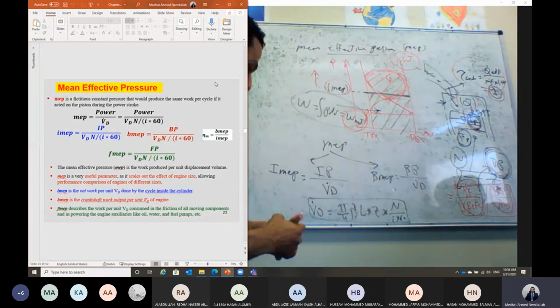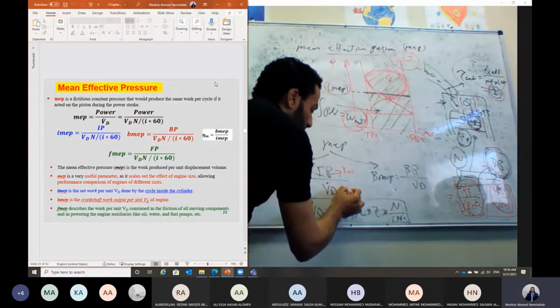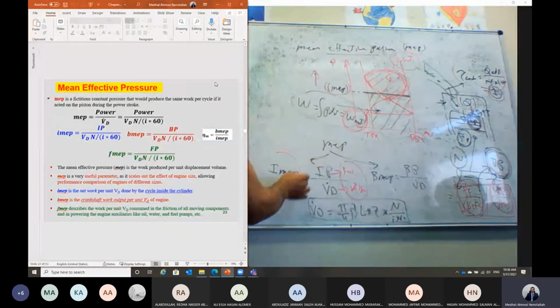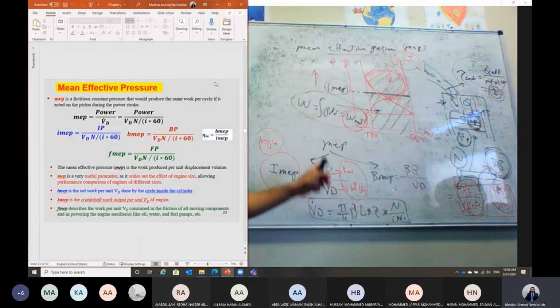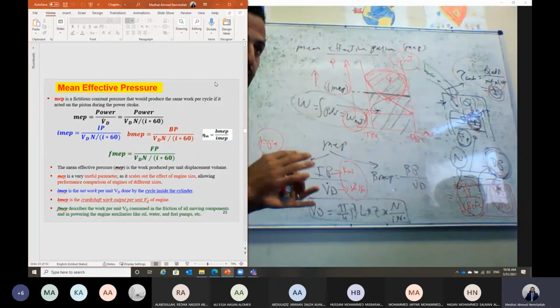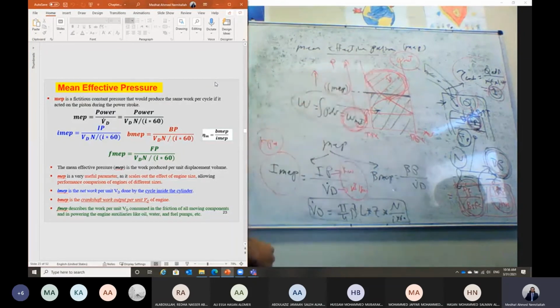The indicated power is in kilowatts, and the V dot displacement should be calculated in cubic meters per second. So at the end, if you divide these, you will find the unit is actually pressure, which should be kilopascal in this case. That's why we call it indicated mean effective pressure or brake mean effective pressure. It is not a real pressure, it is just a virtual pressure. If the cycle is performed under this constant pressure, it will result in the same work as the actual cycle. We have two definitions: indicated mean effective pressure, indicated power divided by V dot displacement, and brake mean effective pressure, which is brake power divided by V dot displacement.